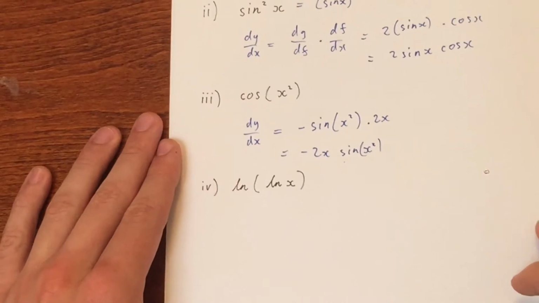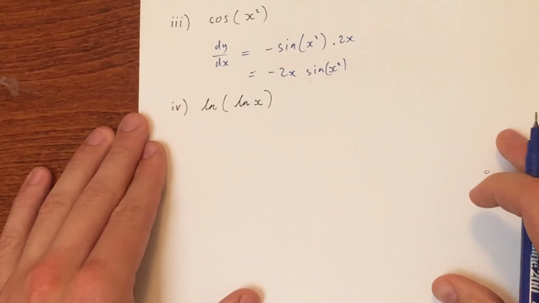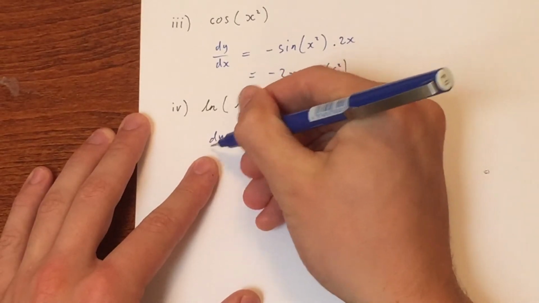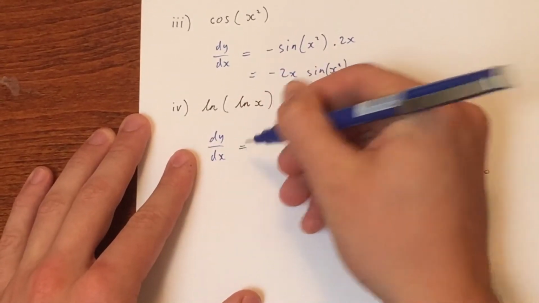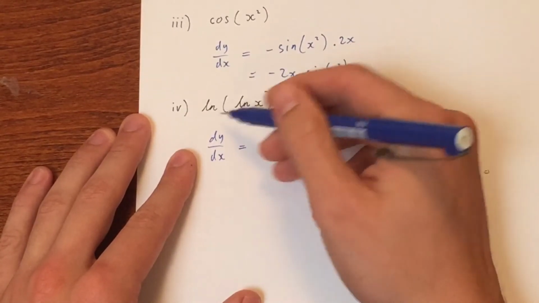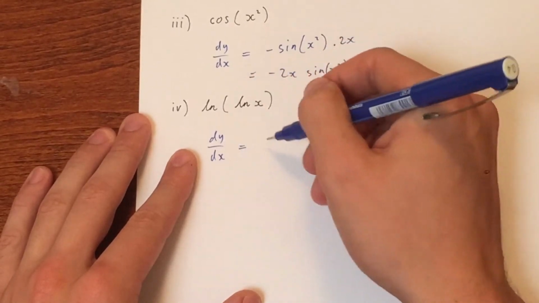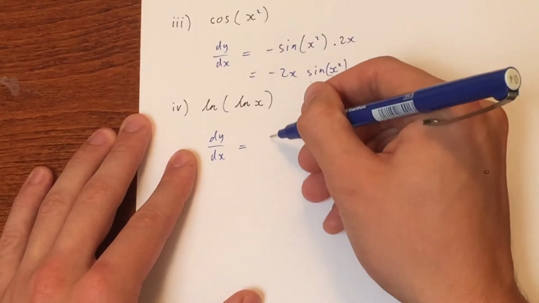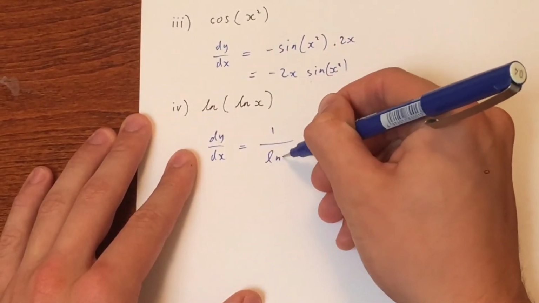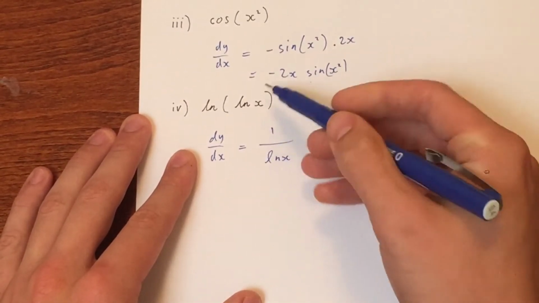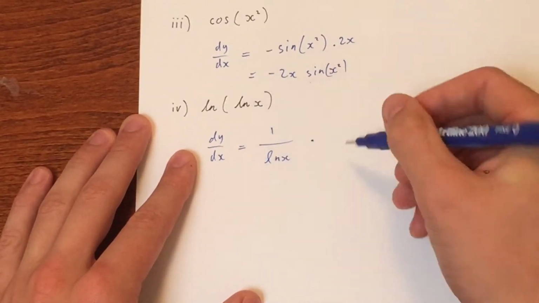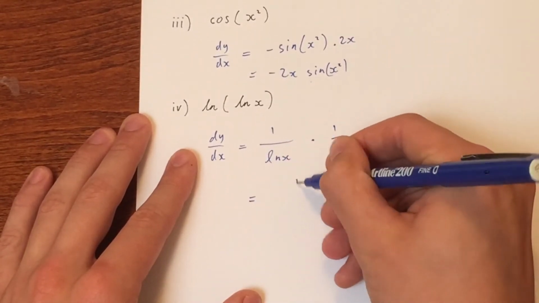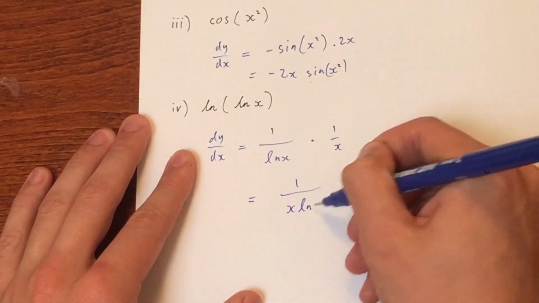There we go. And now moving on to the last one, log of log x. So the inner function and the outer function are the same in this one. The derivative of the outer function, log of any f of x, will be 1 on f of x. So we end up with 1 on log x times the derivative of this inner function, which is going to be 1 on x. So it just ends up simply being 1 on x log x.